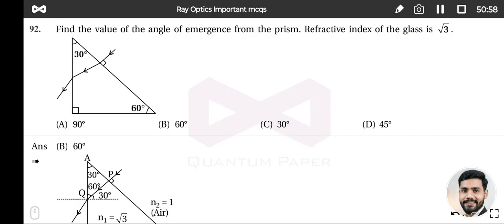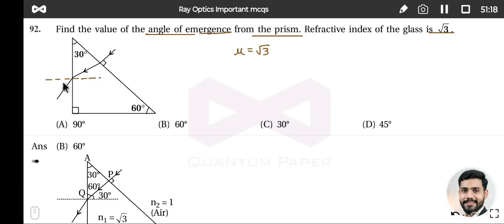Next question: find the value of the angle of emergence from this prism. The refractive index of the glass is given as root 3, so mu is root 3. We have to find the angle of emergence. If I draw the normal line perpendicular to the surface, we have to find this angle, the emergence E. First of all, if you apply the short trick here, this angle is 30, which is given. So if this angle is 30, this angle is also 30 degrees.